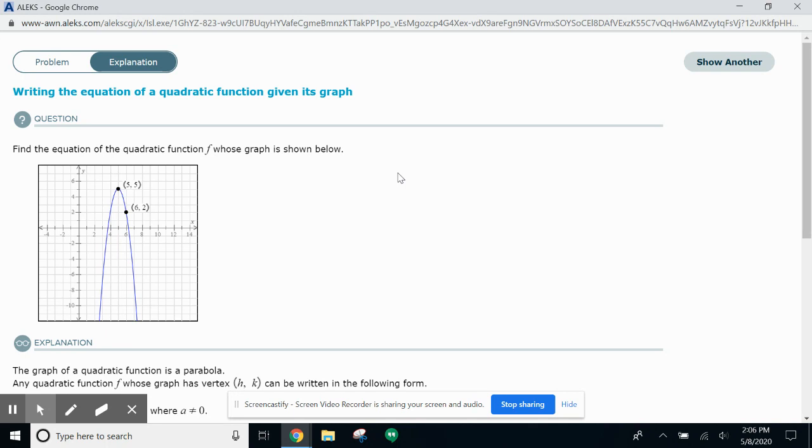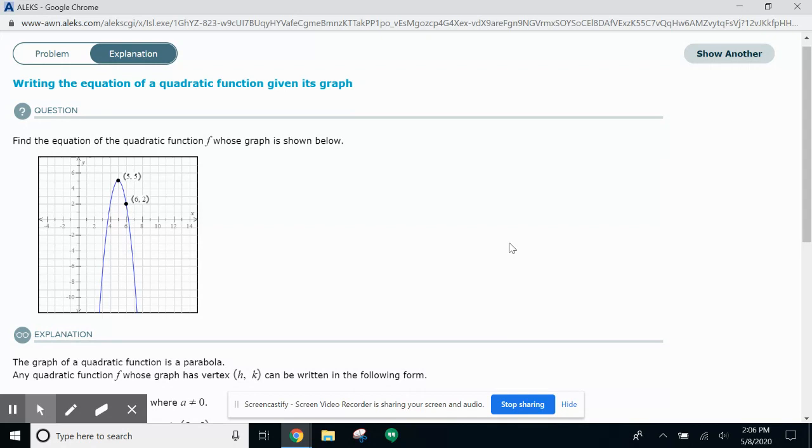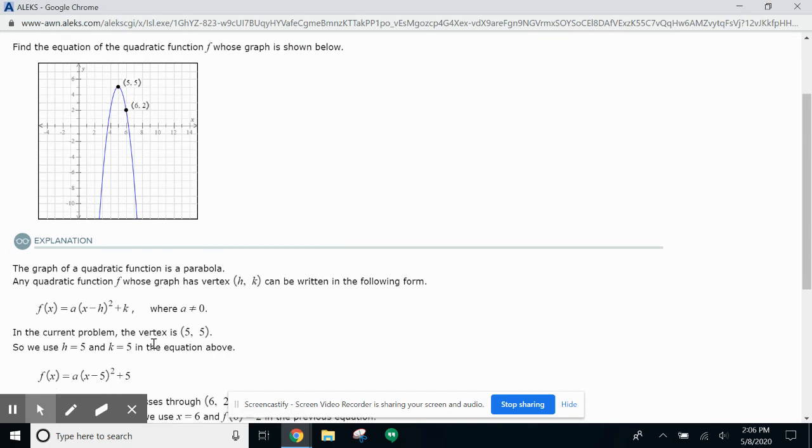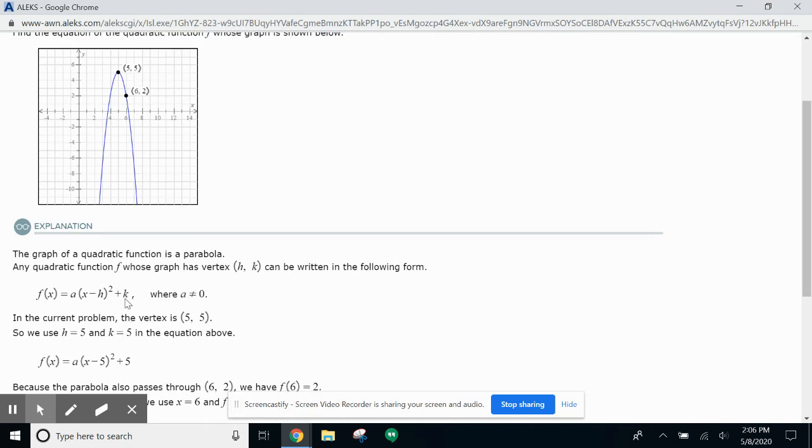So if you can see, we already know the vertex, and we know one other point. They plotted it for us. We could probably find some other spots that are plotted, but we have these two that they gave us. That'll be good enough. So let's write this in vertex form since we have the vertex. Vertex is h and k. On this problem, it's 5 and 5. So I'm going to put in a 5 for h, 5 for k, and now my equation will look like this.